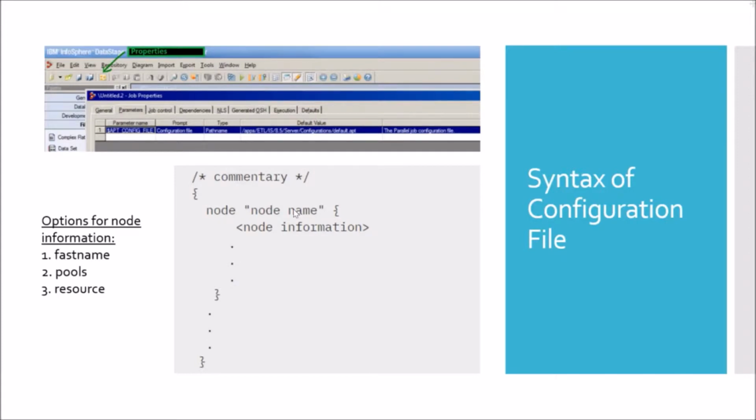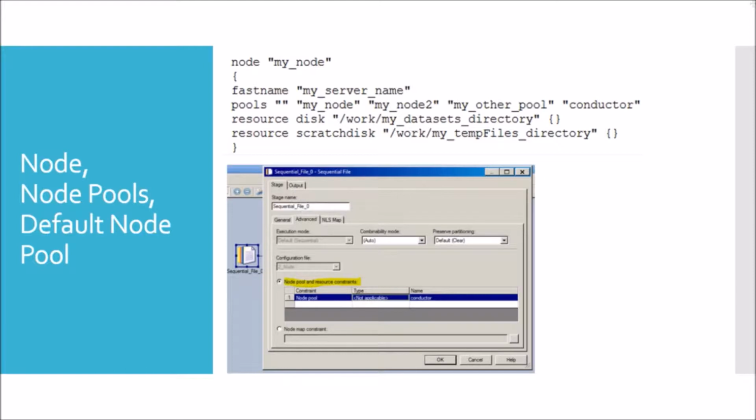Nodes should be defined with the key node, and the node can be written inside braces. We can create more than one node definition within this configuration file. The node information can contain options such as fastname, pools, and resource. We will talk about these options in the later slides.